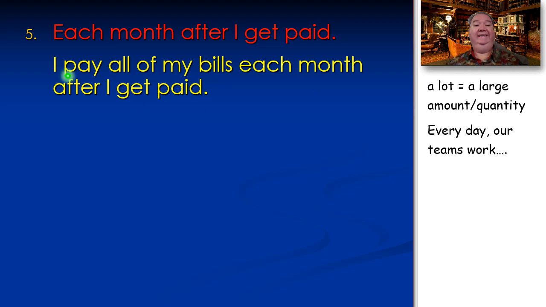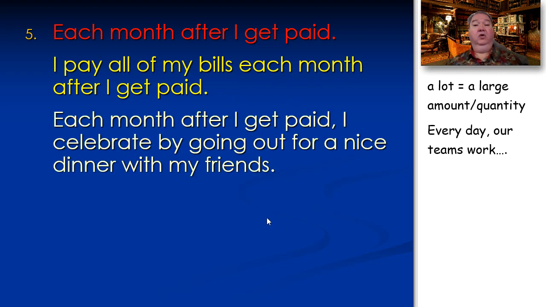So we put an independent clause first. I pay all of my bills each month after I get paid. Dependent clause. Or we can reverse it. Each month after I get paid, dependent clause, comma, I celebrate by going out for a nice dinner with my friends. Dependent clause, comma, independent clause. Each month after I get paid, I celebrate.